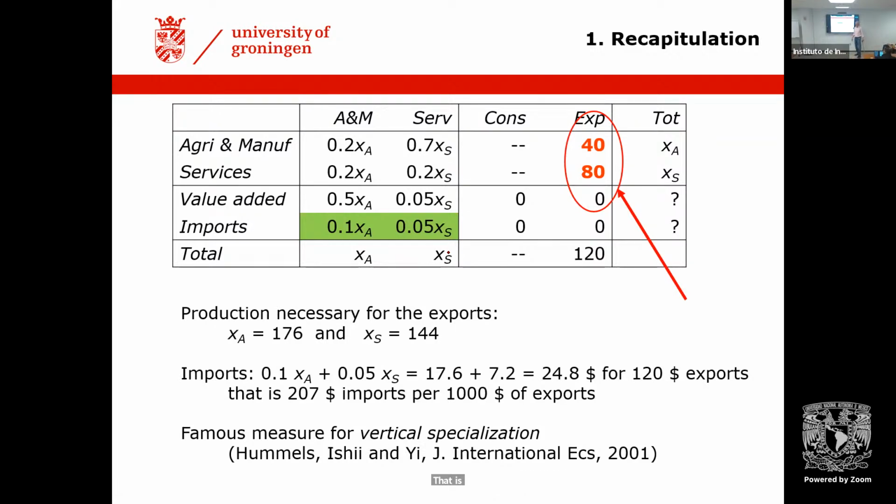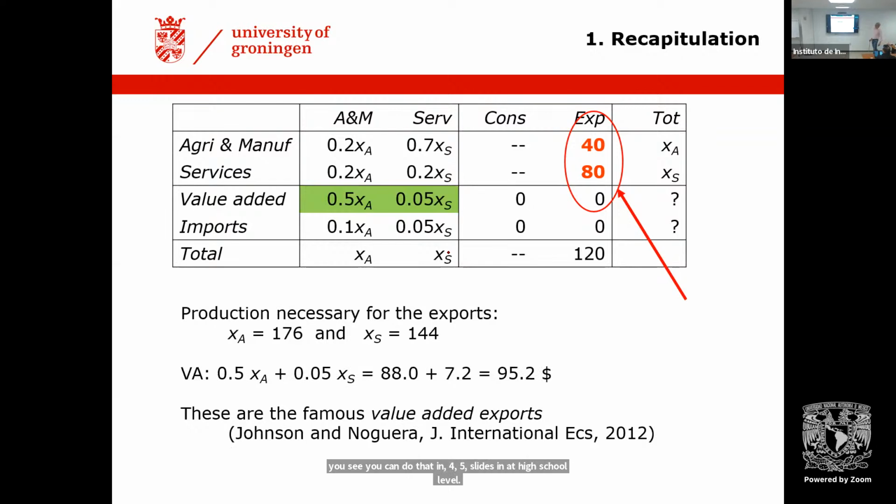And the numbers are completely irrelevant. But this is the famous measure that was introduced in 2001 in the Journal of International Economics for how much is GDP. And this is the measure that has been used by everybody ever after. And you see, you can do that in 4 or 5 slides, even at high school level.